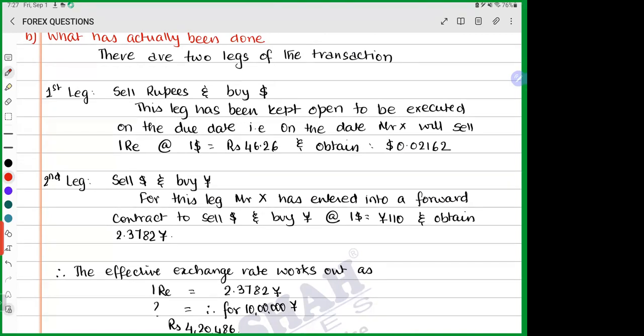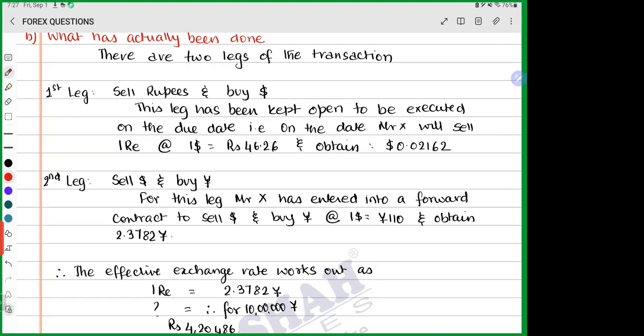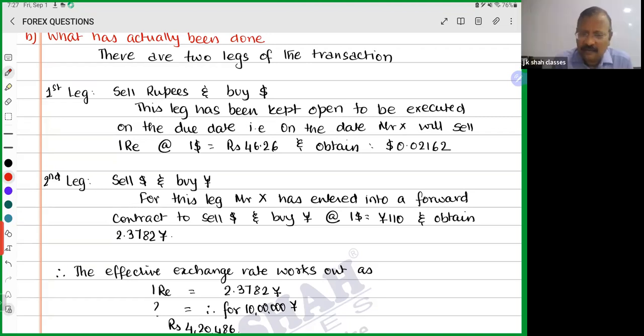Hi sir, can you hear me? Yeah. For the second part, what I have done in rough is we have considered the 6 month forward rate of $1 is 110 yen. So for purchasing 10 lakh yen, we'll have to buy $9091. And then $9091 at 46.26, my answer turned out to be 425.49, which is something like 63 rupees difference. Oh, that's okay. No problem.